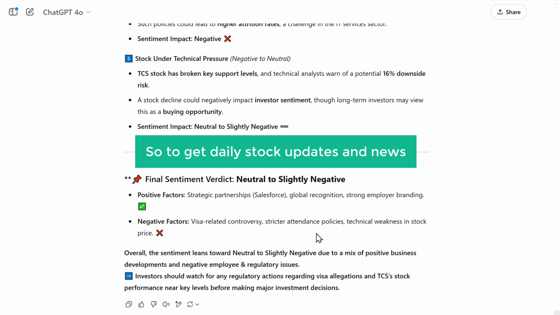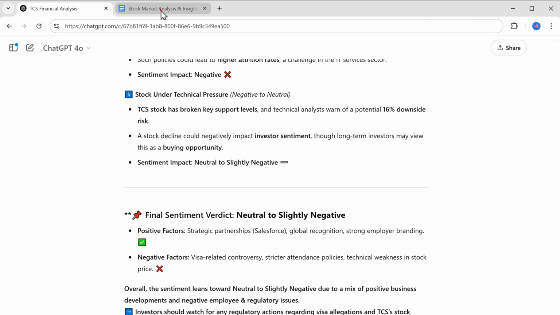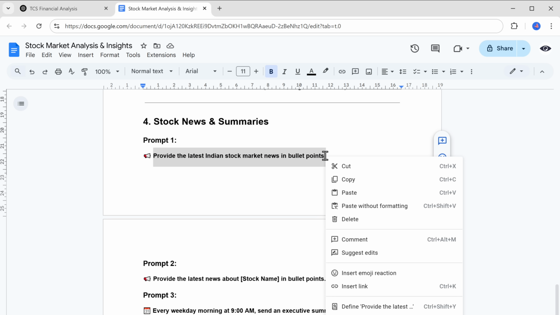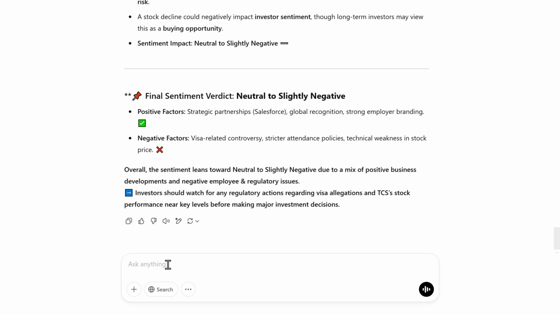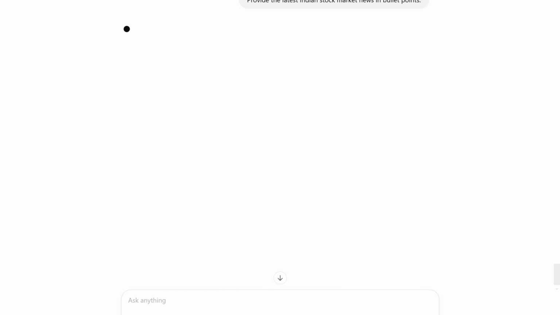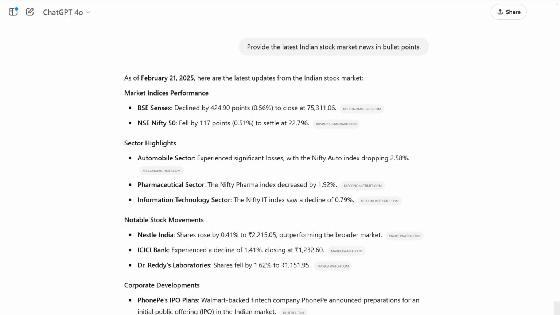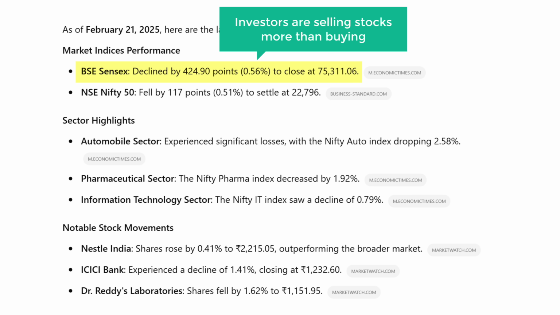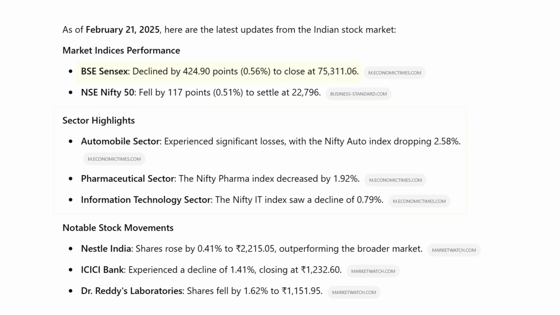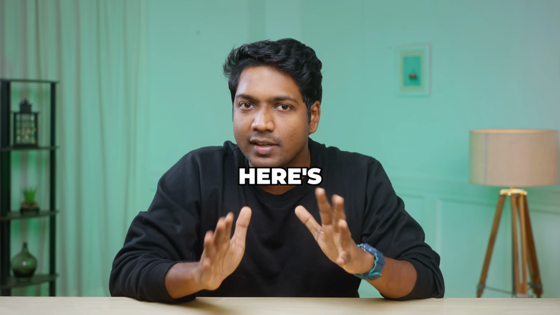So to get the daily stock updates and news, let's go back to the document. Copy this prompt. Come back here. Paste it. And click here. So here we go. We got the latest news. For example, here you can see a 0.5% drop in the market performance, which means investors are selling stocks more than buying. And here you can see that the automobile, pharmaceutical, and information technology are the major sectors where people are selling more stocks.